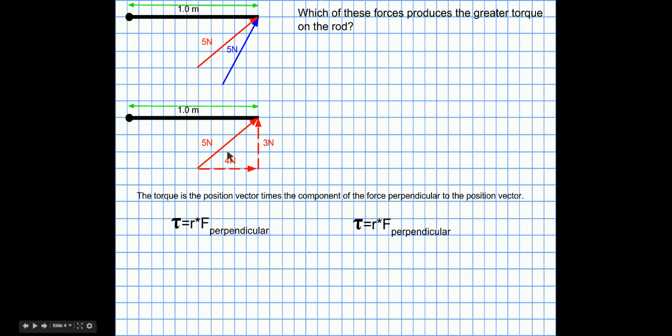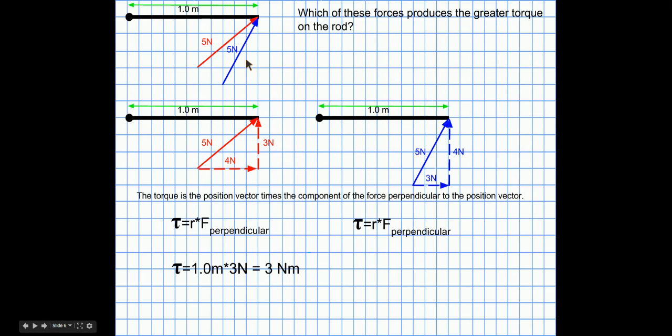So let's look at the red force first. The 5 Newton force has a horizontal and a vertical component to it. The only component that we want is this vertical component. That's the component perpendicular to our position vector. So our position vector would be right along this rod. It's 1 meter long, and we want to multiply it times just this component of the force vector. So that would be 1 meter, and since that component is 3 newtons, 1 times 3 gives us 3 newton meters. That would be the value of the torque applied at that point there by that particular 5 Newton force.